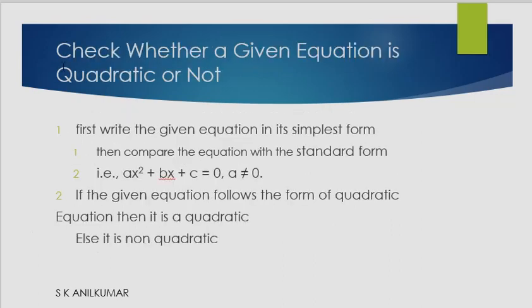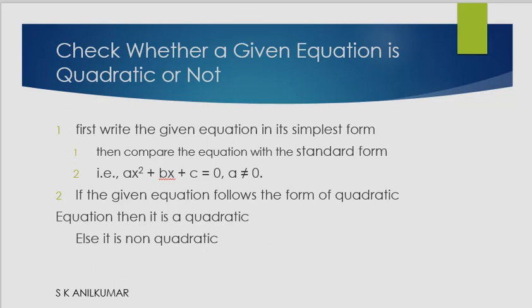Now to check whether something is a quadratic equation or not, what do we do? First we write down the equation in the simplest form, as simple as possible. Then compare whether it looks like ax squared, bx and c, that is x power 2, x power 1, x power 0. Can we split it like that? And can we bring everything to one side and write 0 on the other? If we have x squared with a as non-zero, then it is a quadratic. If the given equation follows the form of a quadratic, it is a quadratic equation, else it is non-quadratic. This is how we check whether it is quadratic or not.